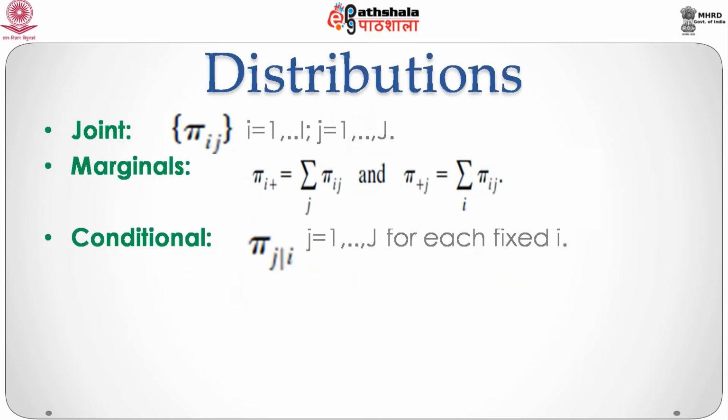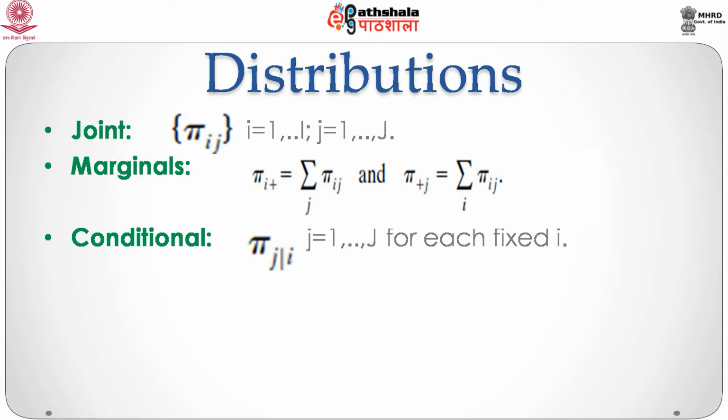Now the simple 2x2 table can be used to motivate several alternative kinds of distributions. The first is the joint distribution. So initially we have 4 categories and thus a multinomial distribution with 4 categories whose corresponding cell probabilities we can denote by pi ij, i equal to 1 and 2, j equal to 1 and 2.